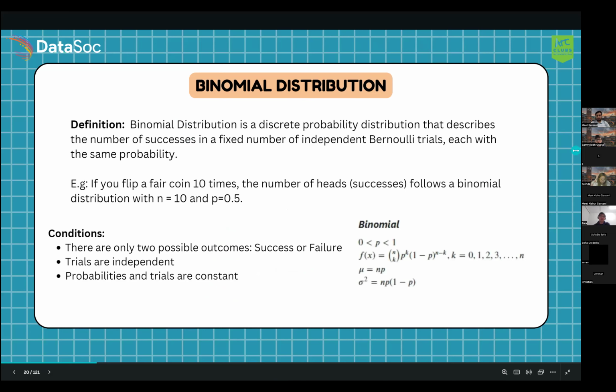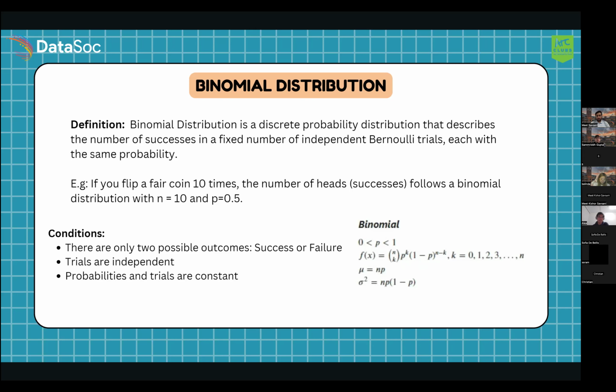The binomial distribution is a discrete probability distribution that describes the number of successes in a fixed number of independent Bernoulli trials, each with the same probability. An example of this would be if you were to flip a fair coin 10 times, and the number of heads, which is counted as successes in this case, follows a binomial distribution with n, the number of trials, equaling 10, and the probability of landing a head being 50%, which we consider success here.